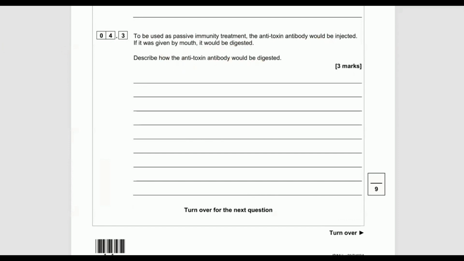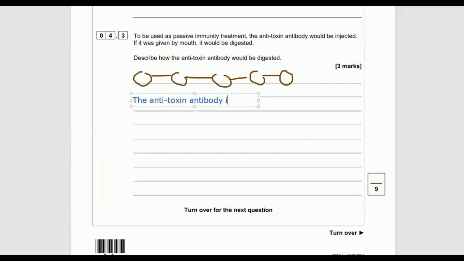So just why it would be digested. So we need to say, why would it be digested? Well, antibodies and antitoxins are obviously proteins. So they're made of amino acids joined together by peptide bonds. So how do you digest a peptide?